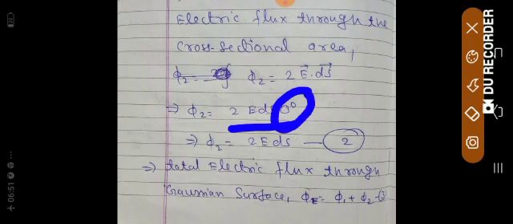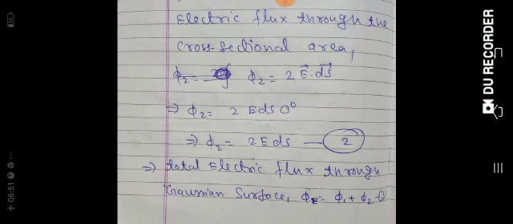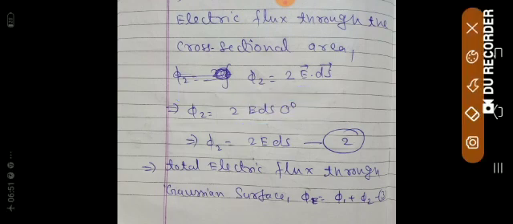Don't take it as 0 degree, otherwise this phi 2 would be 0. Okay, this is a simple correction, you can do it. I can't do this, but you can do it in your copy. So don't bother about that. Phi 2 is equal to E ds.